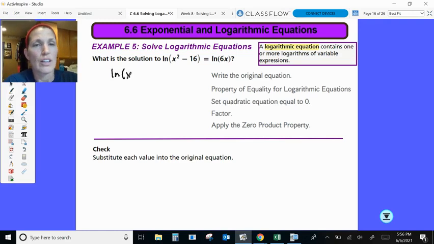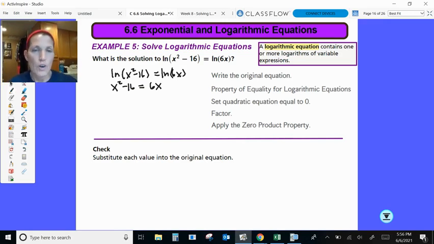So natural log of x squared minus 16 equals natural log of 6x. We're going to apply our property of equality. If we have logs of the same base, which these both are, they're both logs of base e, that means that x squared minus 16 is going to be equal to 6x. Now since we have a quadratic equation, we're just going to get everything equal to 0.